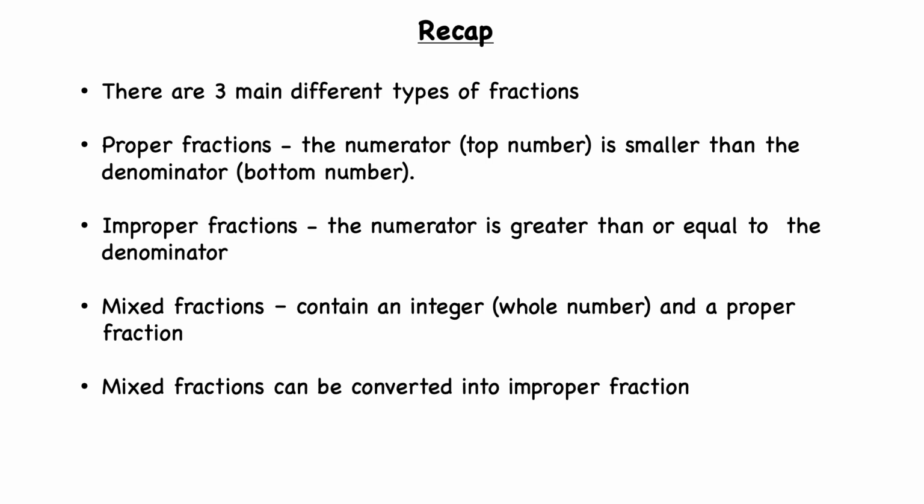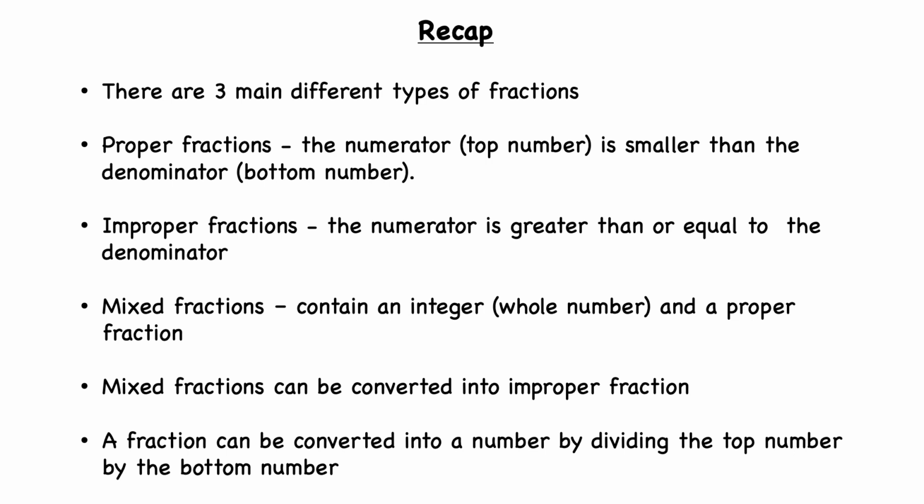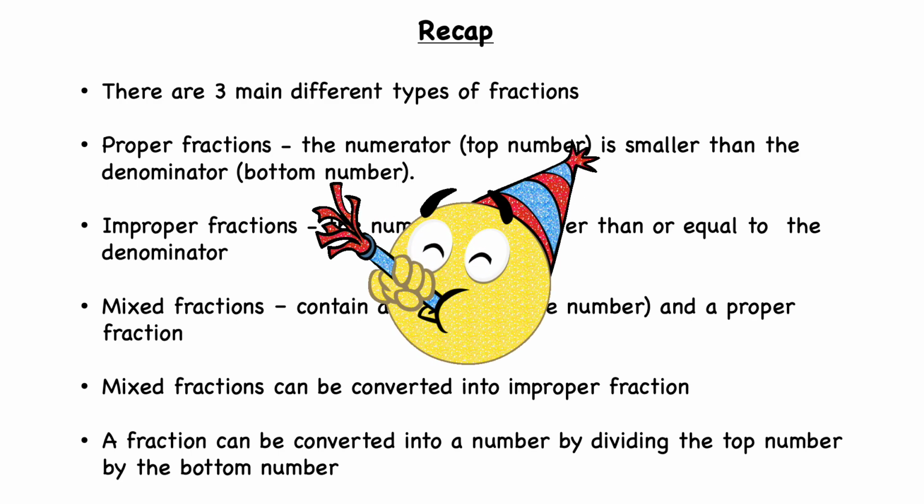We also learned how to convert mixed fractions into improper fractions by multiplying the whole number by the denominator, adding the numerator, and keeping the denominator the same. Oh, and don't forget, if you want to convert any fraction into a decimal, just divide the numerator by the denominator. For mixed fractions, convert them into improper fractions first.